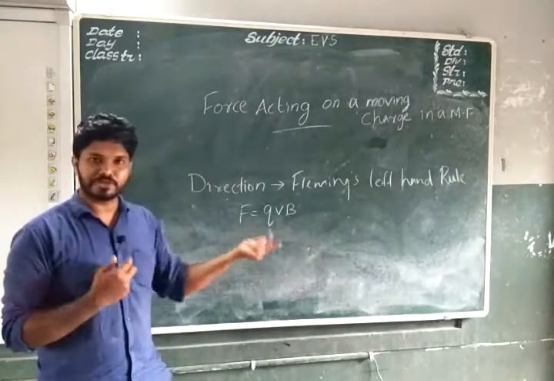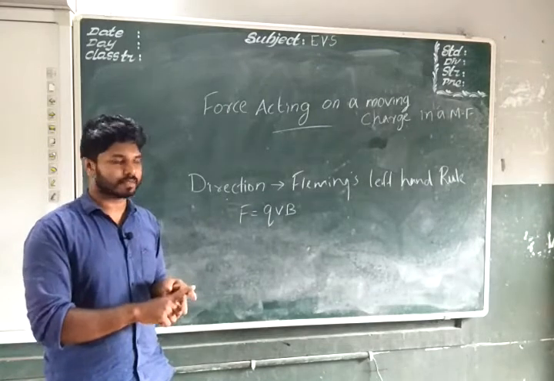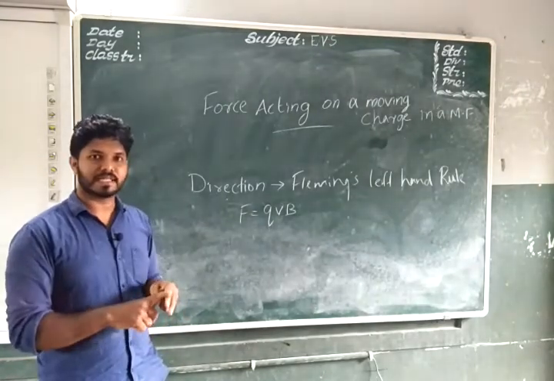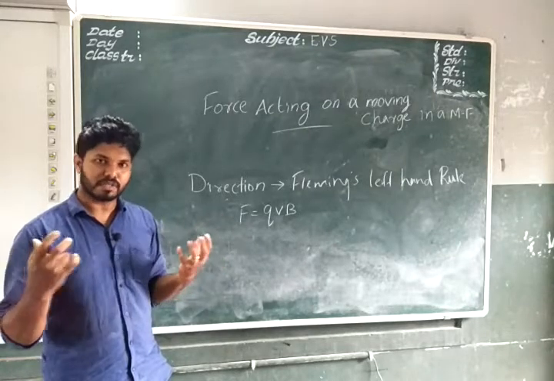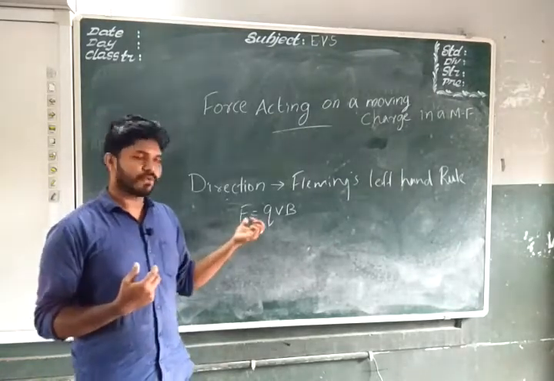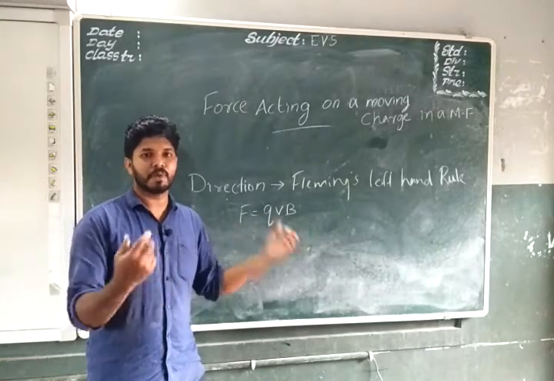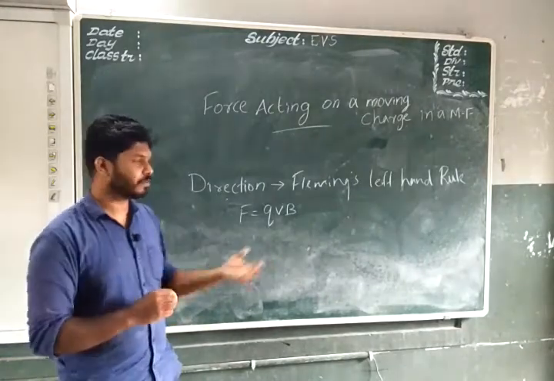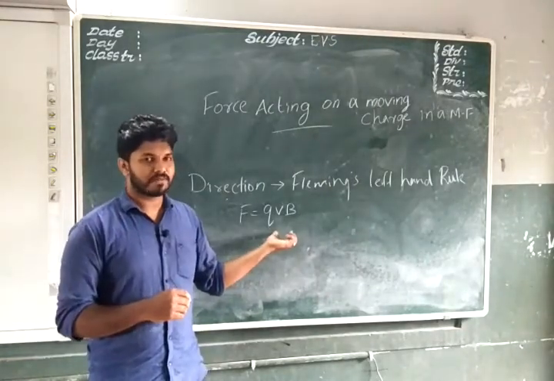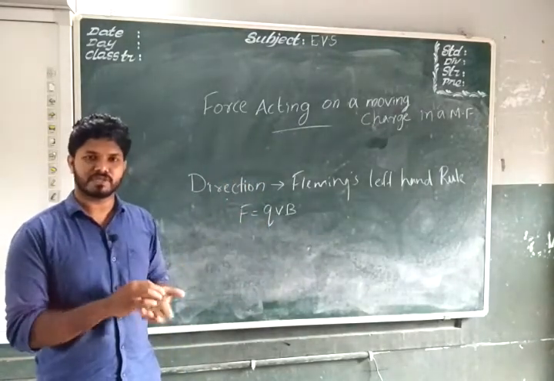Now we know there are two types of charges. What are they? Positive charge and negative charge. So positive charge and negative charge will differ in their directions also. They will be opposite. So the force acting on the negative charge will be opposite to the force acting on the positive charge. This is just a point to remember in this case of force acting on a moving charge in a magnetic field. It's a very short topic.